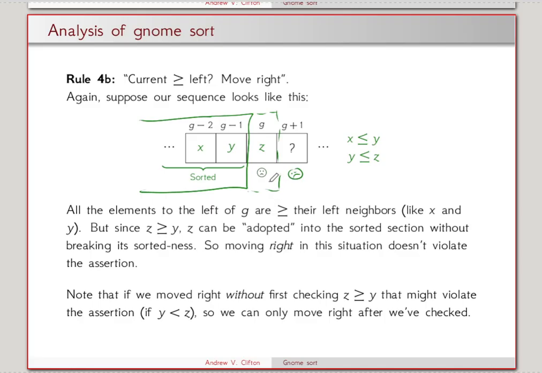But the only case in which the gnome moves to the right is if z is greater than or equal to y, which means that adding z to the sorted section does not break the sortedness of it, right? If we moved right without checking that z is greater than or equal to y, then we might add a thing that is out of order to the sorted sequence, but we don't. We only move right if y is less than or equal to z. So adding z to the sorted section is a safe thing to do. That means we're expanding the sorted section.